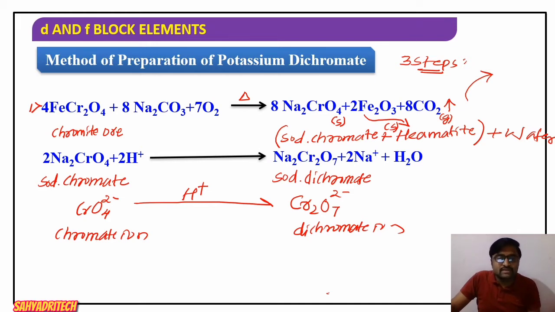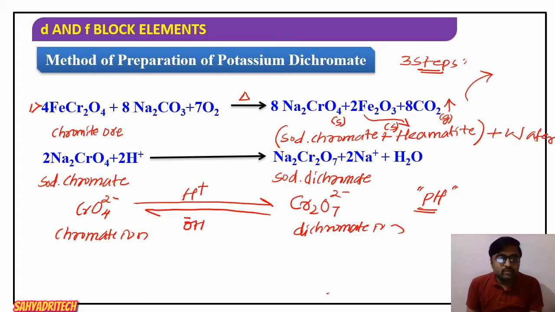Then what is the reverse? If it is treated with a base, the dichromate ion can be converted back to the chromate ion. So please remember this interconversion of chromate and dichromate ions. This interconversion can be done by varying the pH of the solution. By varying the pH, chromate ion can be converted into dichromate and vice versa.